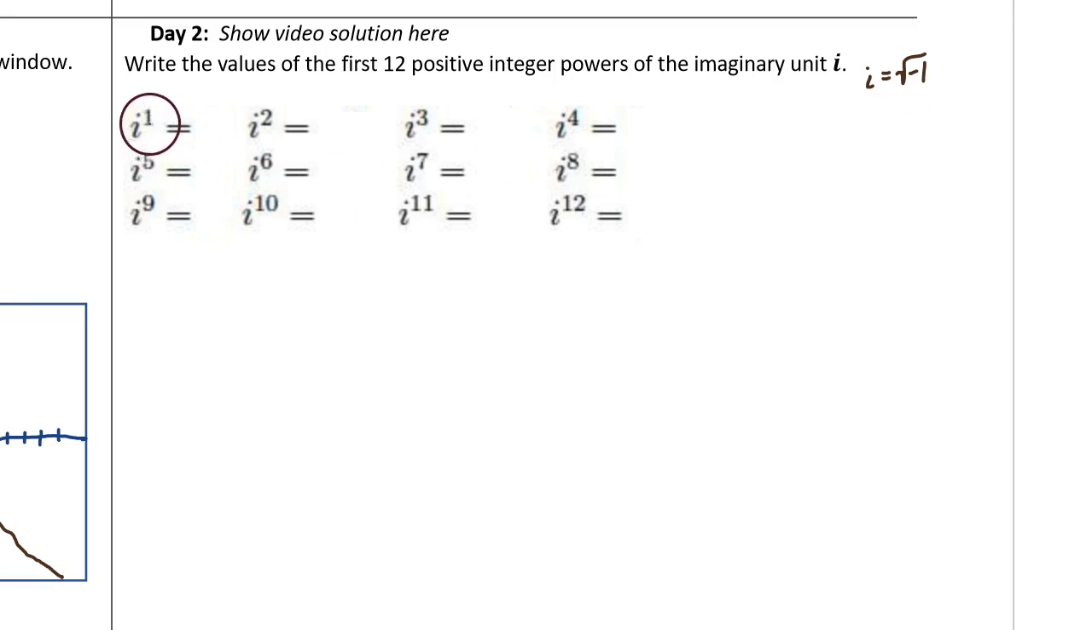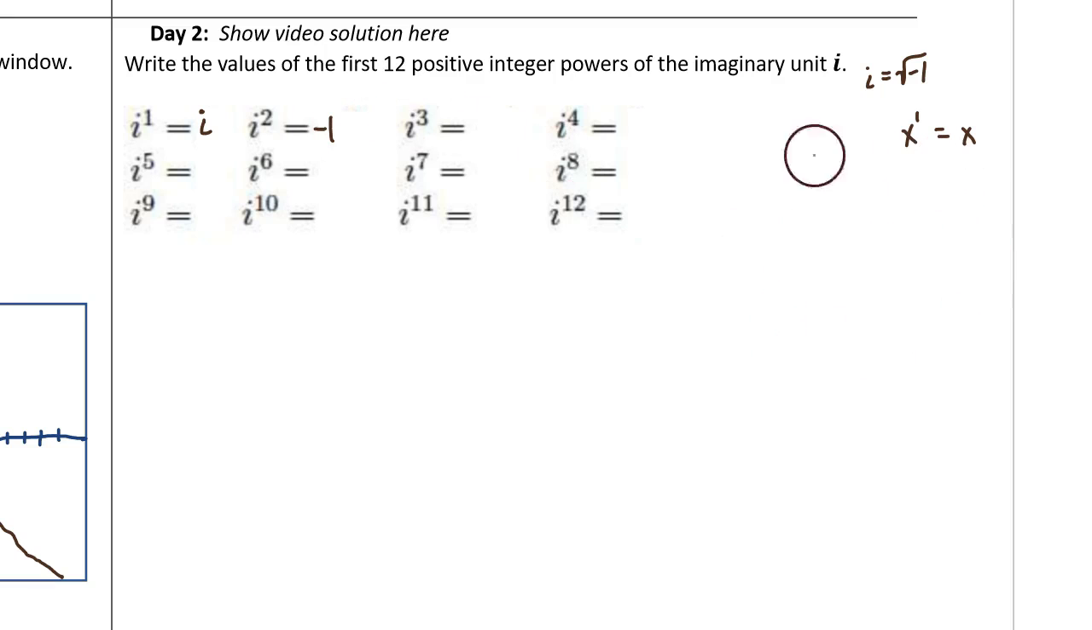So I to the first power means you have one I, a single I. And so this answer is just equal to I. Just like if you had x to the first power, you would just write x. I to the second power is equal to -1.